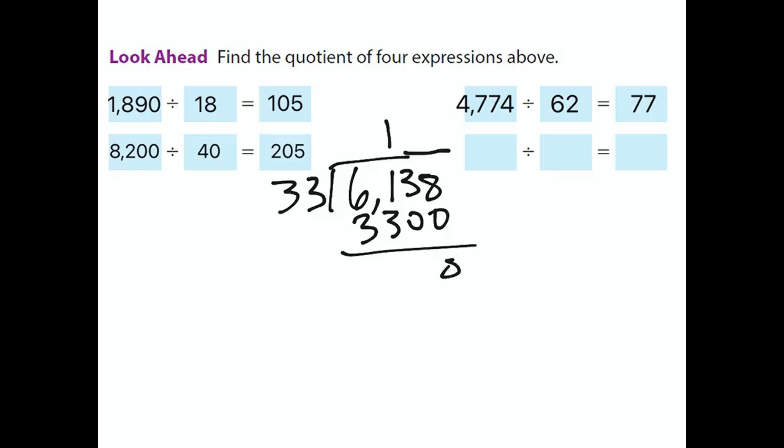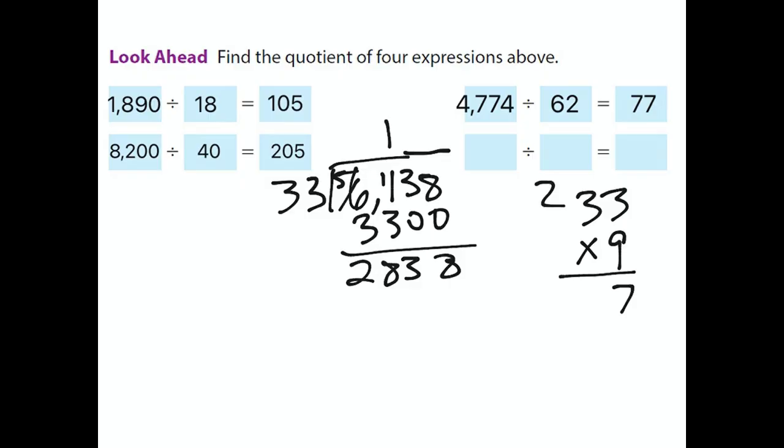So 6,138 minus 3,300 is 2,838. Let's try it by 9. 33 times 9, because 9 times 30 is 270. Let's see if we can get that. 9 times 3 is 27, plus 2 is 29. And remember, we're doing it by 90, not just 9. So that would be too much.